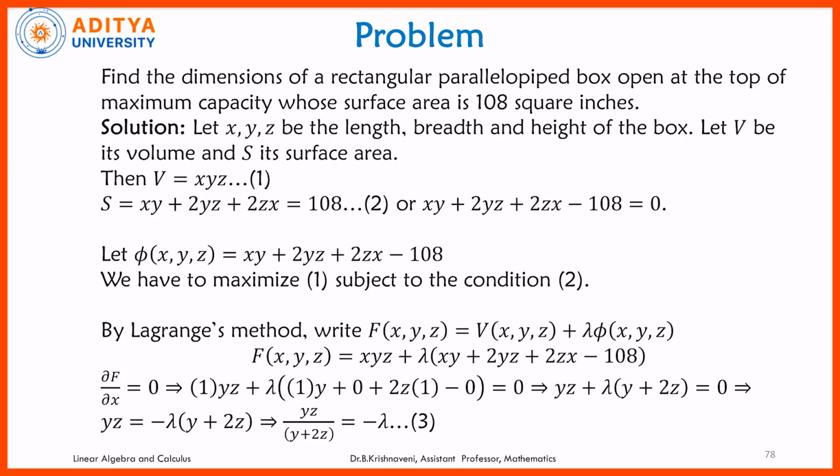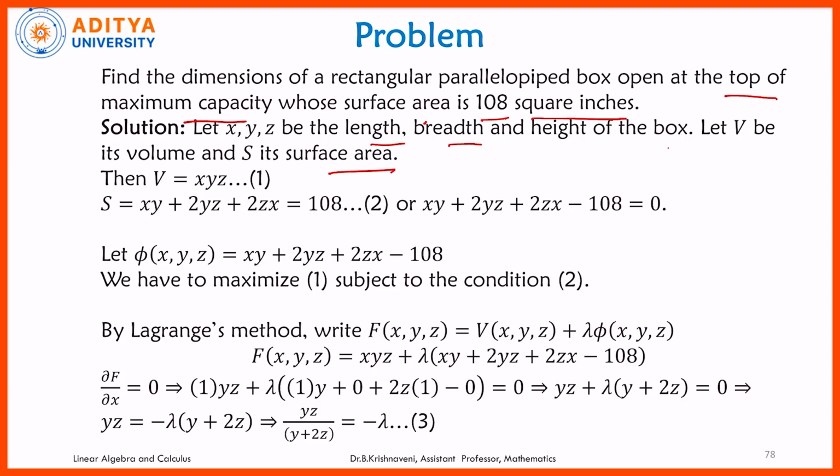Find the dimensions of a rectangular parallelepiped box open at the top of maximum capacity whose surface area is 108 square inches. So now we need the values of x, y, z, that means the dimensions of the rectangular parallelepiped box which is open at the top such that it has maximum capacity. Now let us take x, y, z to be the length, breadth and height of the box, which gives the dimensions, and let V be the volume and S its surface area.